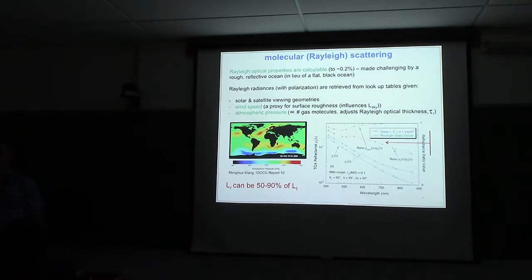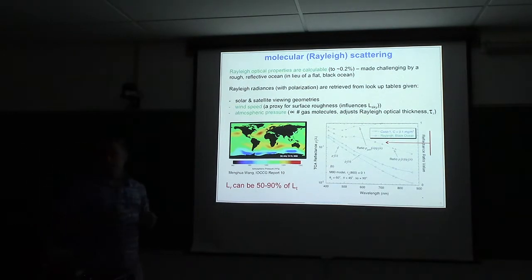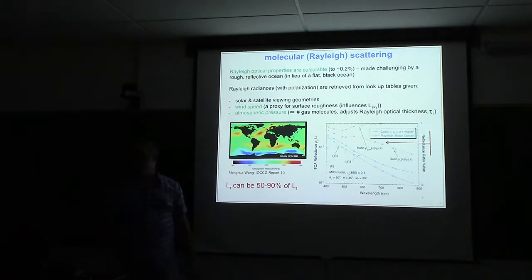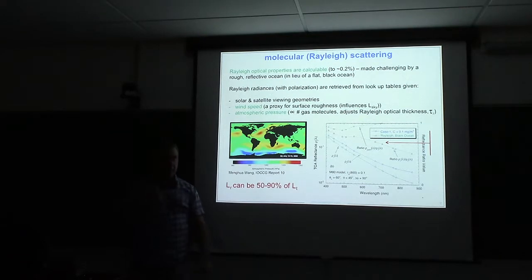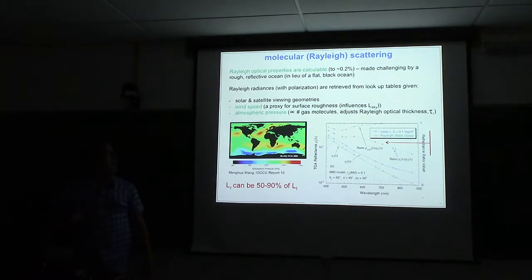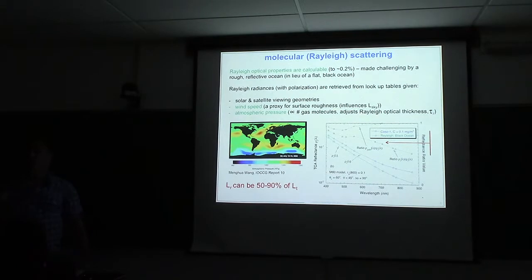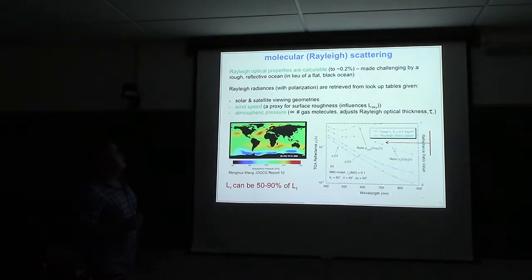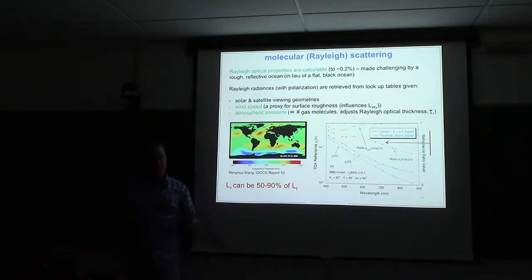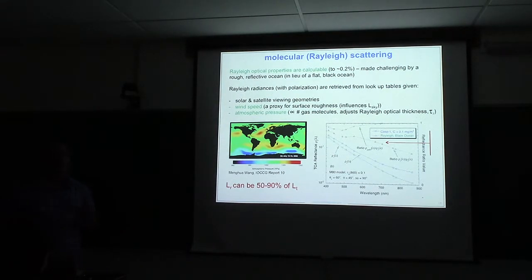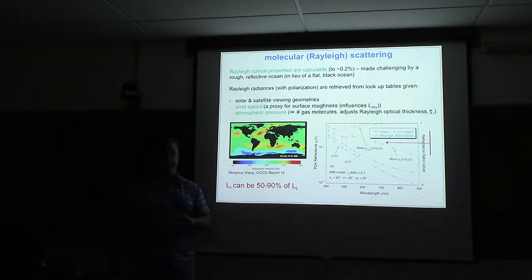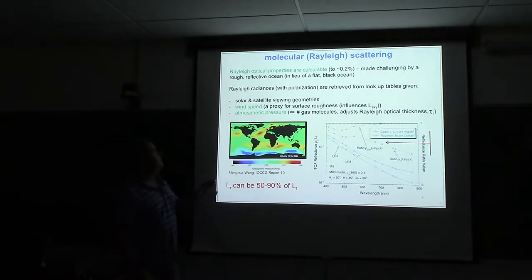So the good news is, as Kurt has probably already told you, you can make these calculations very, very accurately. And for the most part, Rayleigh scattering and optical properties are known to less than 0.25%. But they are calculated for a flat ocean. And as you might imagine, the L-sky term, which is included in here, starts becoming more cumbersome when you have a wind-ruffled ocean, where you have any features on the surface here.